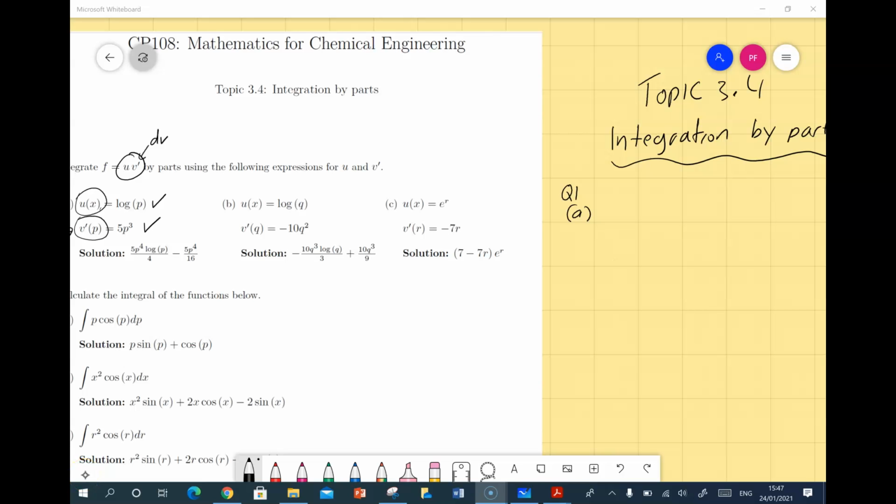Part B here. So they said my u is log of q and my dv is minus 10q squared. So what they're looking for me to integrate is log of q multiplied by minus 10q squared. And I just like writing it the other way around: minus 10q squared log of q. But it doesn't matter which way you do it.